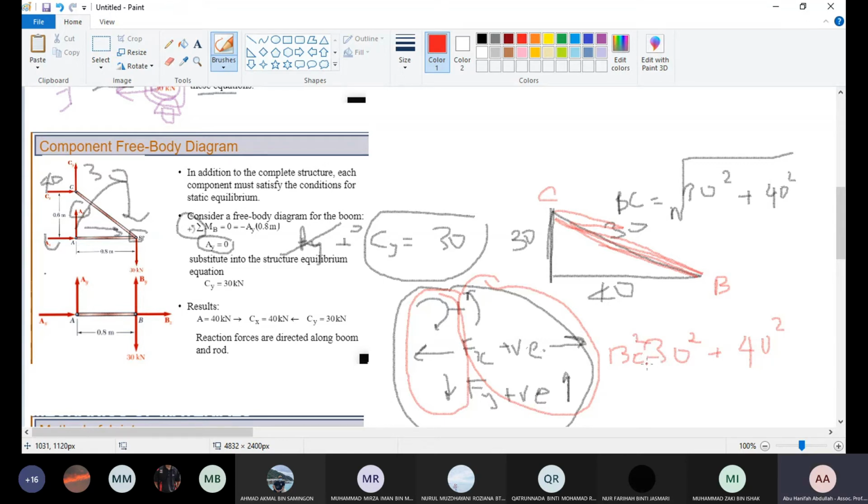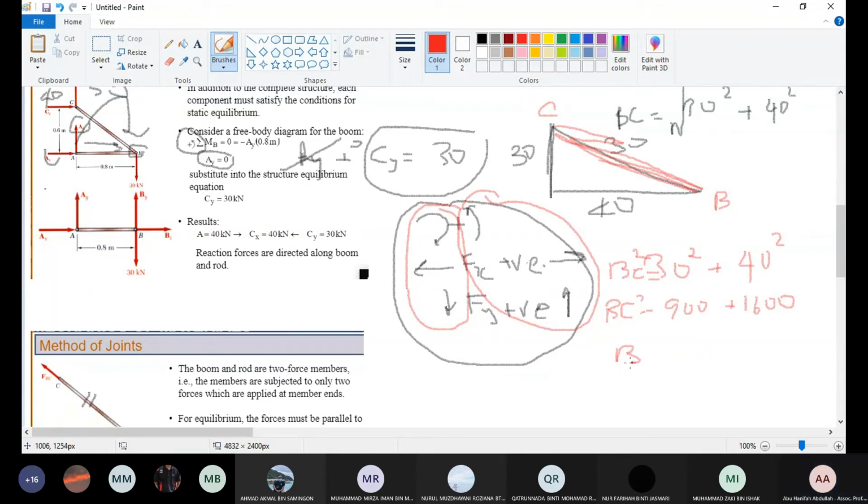Okay, let's go back to basics. So BC square, I will do it step by step for you to see. 30 square is 900, plus 40 square is 1600. So BC square equals 900 plus 1600, which is 2500.